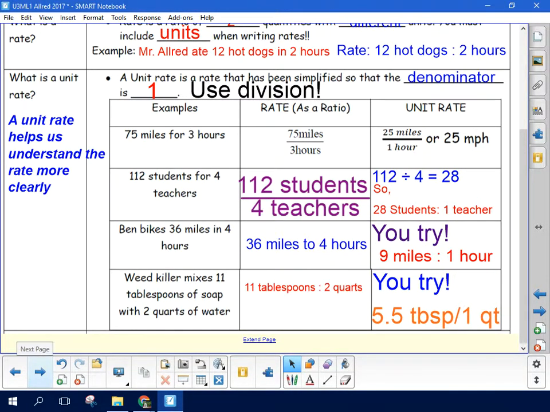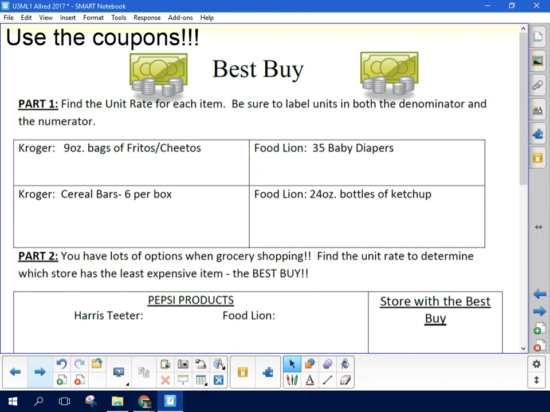Okay. If you got those 2 questions right, you're probably feeling pretty good right about now. I hope you're feeling pretty good right about now because on the back of your paper is this awesome activity called Best Buy. And I ain't talking about Best Buy electronics store. I'm talking about finding the best price at different grocery stores. That's right. Everybody needs food. Everybody goes grocery shopping. So everybody does math when they go grocery shopping.